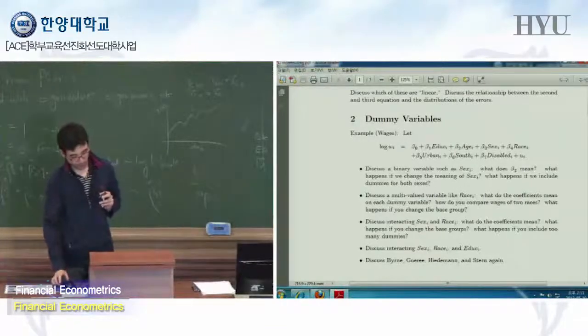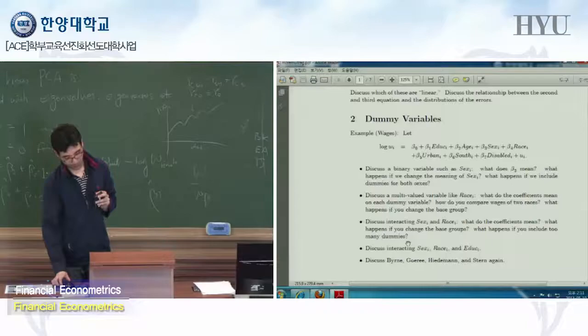Now discuss interaction of the gender and the race. What do the coefficients mean? What happens if you change the race group? What happens if you include too many dummies?